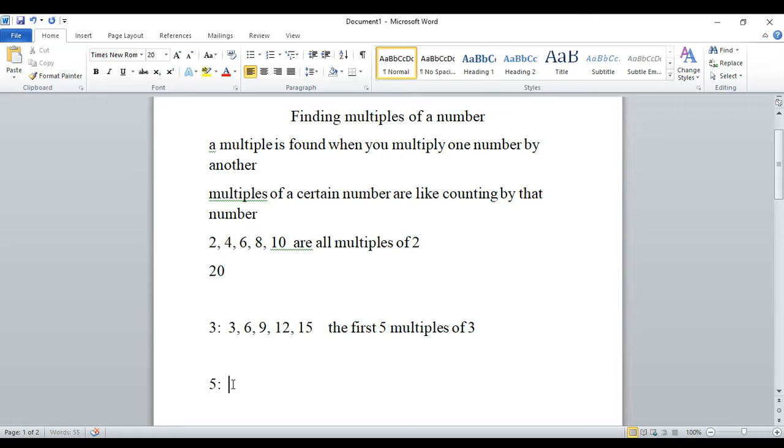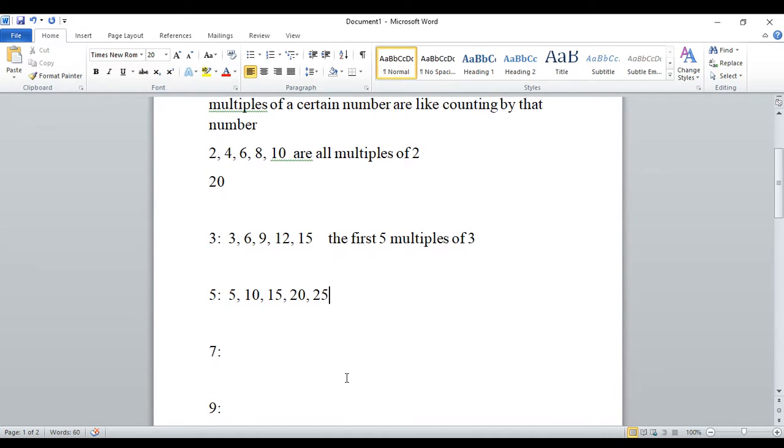All right? So if you were asked to find the first 5 multiples of 5, always start at the beginning. And when I say that, I mean start with the number 1 and say 5 times 1 is 5. 5 times 2 is 10. 5 times 3 is 15. 5 times 4 is 20. And 5 times 5 is 25. So these are the first 5 multiples of 5. The first multiple of a number is always going to be the number itself, because you are multiplying by 1.